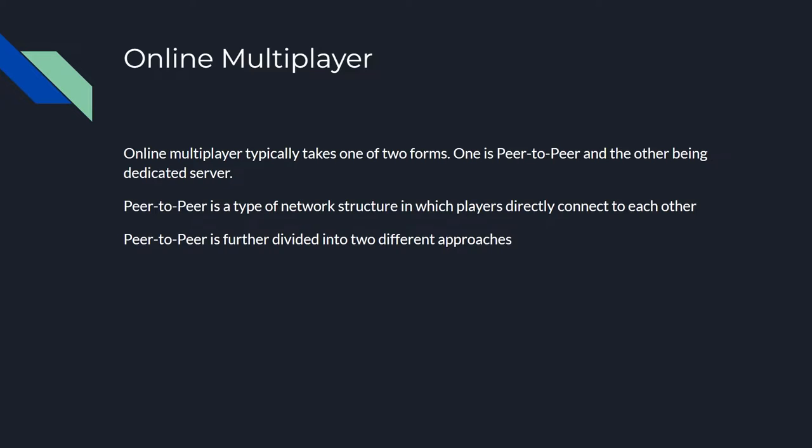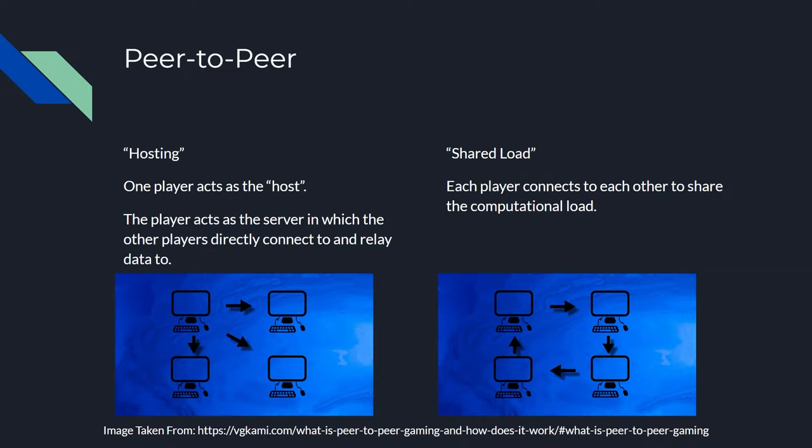Peer-to-peer is a type of network structure in which players directly connect to each other's devices, but there's also two types of peer-to-peer connections in video games. So the two types of peer-to-peer don't really have official names, so I've dubbed them hosting and shared load. In hosting, one player acts as the host of the game environment, and they kind of act as a pseudo-server in which all the other players have their devices connected to their main device, and they relay information from all the other computers to the host's computer. The host's computer processes that information and then sends the data back out again.